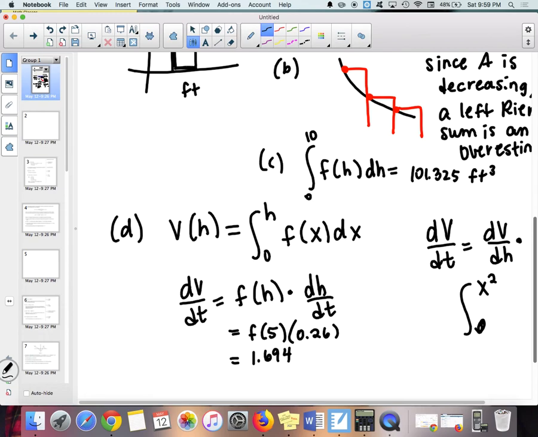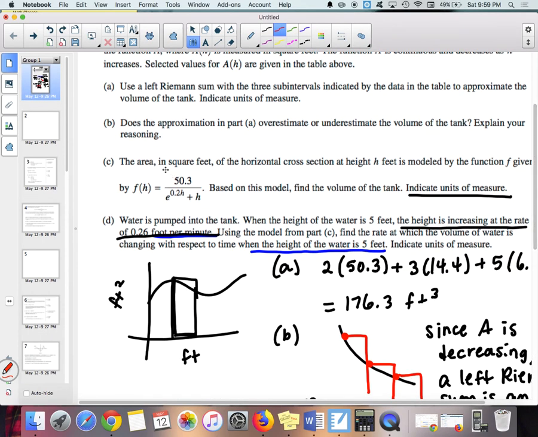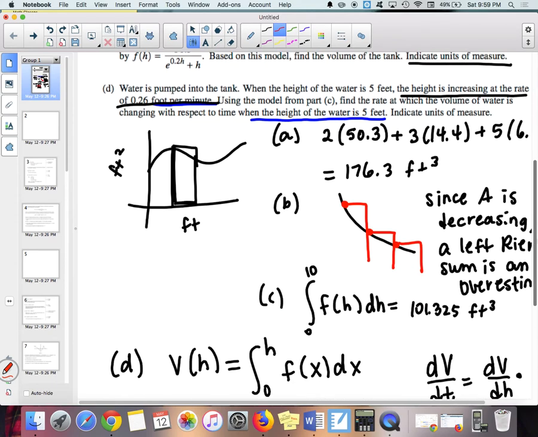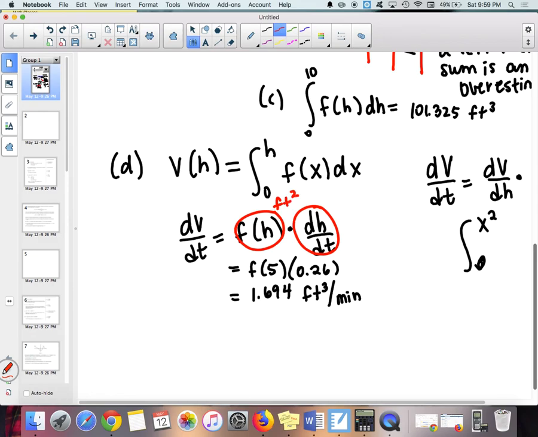Okay, and then if you think about our units, we end up getting cubic feet per whatever our time units were, which was minutes, because we're finding dV over dt, right? So we have cubic feet per minute, and that's our answer. And if you think about our units right here, it makes sense that we have cubic feet per minute because our f of h was the area in square feet. So this would be square feet, and this one would be feet per minute. When we multiply those, we do indeed get feet cubed per minute.